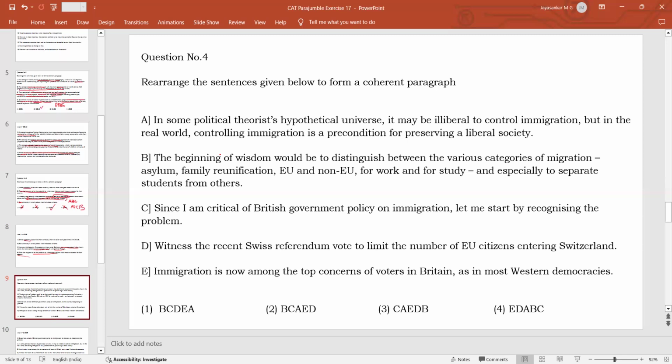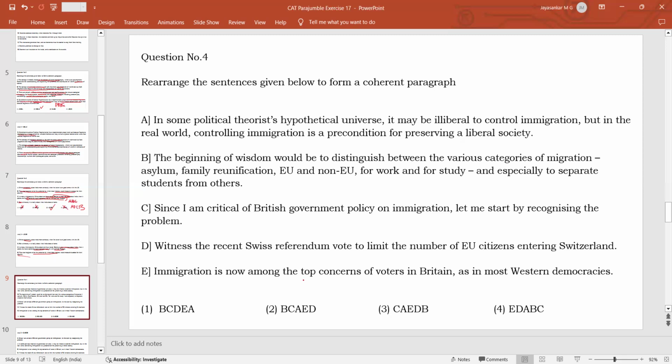Now, by reading the sentences, you may not be able to clearly form a sequence directly. So what you have to do is form sentence pairs. What is the sentence pair you can form from this?